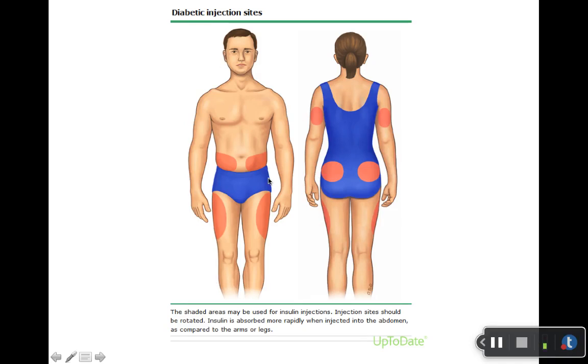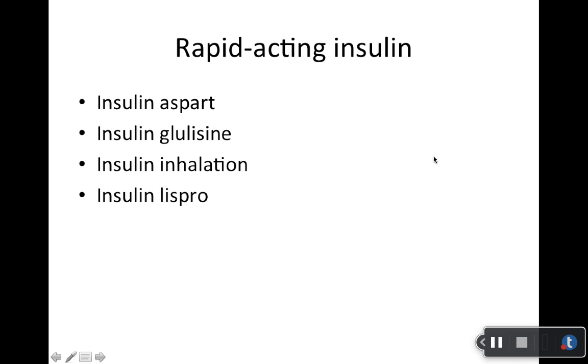And here are some injection sites that can be rotated. But again, the preferred and go-to site is going to be the lower abdomen, and then of course rotated, specifically where they are injecting it. And it says the same thing here: injection sites should be rotated. So anyways, it is going to have better absorption in the abdomen than the arms and legs.